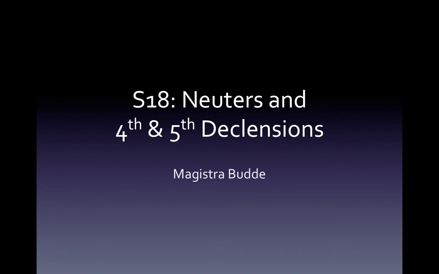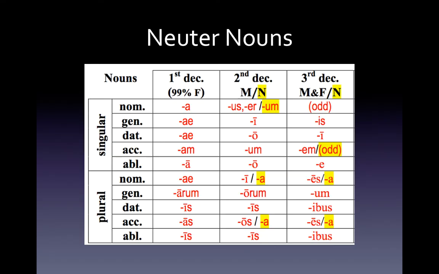The new material are neuters and fourth and fifth declension noun endings. Except for neuters really aren't new. We've been looking at neuter nouns since stage 1. So really this is just a review. There are no neuters in the first declension. As you all know, there are neuters in the second declension and in the third.